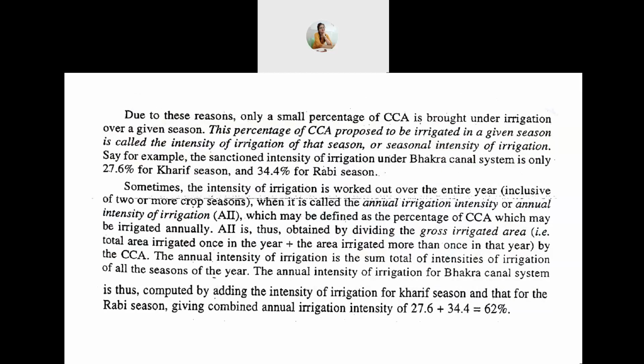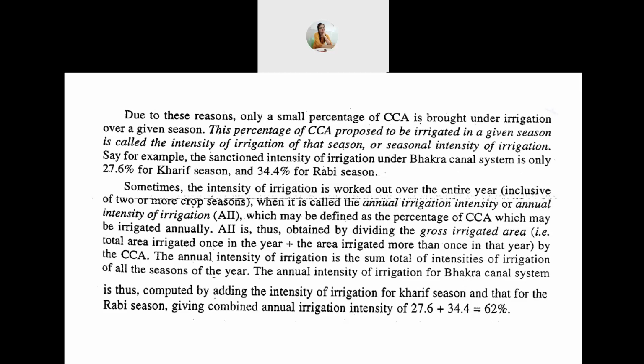This percentage of CCA proposed to be irrigated in a given season is called the intensity of irrigation of that season or seasonal intensity of irrigation. For example, the sanctioned intensity of irrigation under Bhakra Canal system is only 27.6% for Kharif season and 34.4% for Rabi season. Sometimes the intensity of irrigation is worked out over the entire year, when it is called the annual irrigation intensity or annual intensity of irrigation, AII, which may be defined as the percentage of CCA which may be irrigated annually.